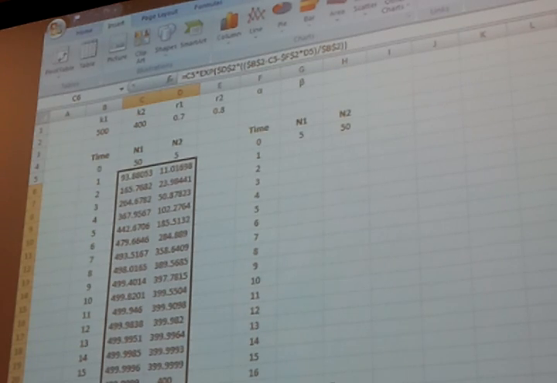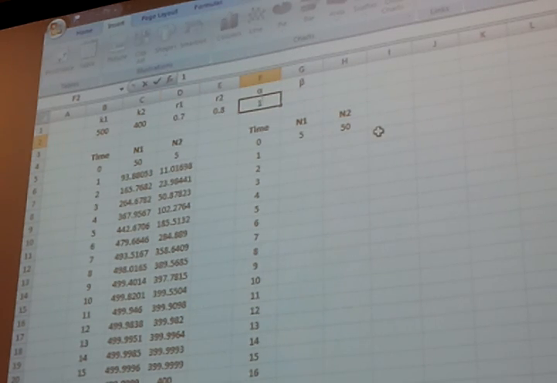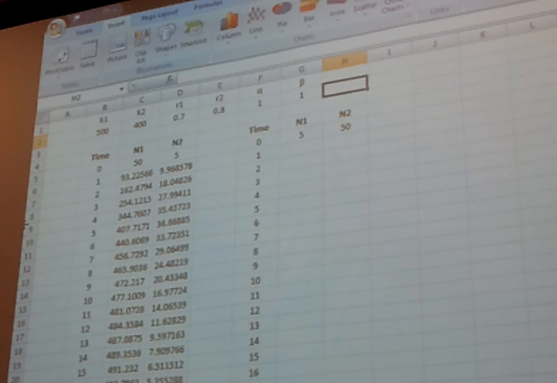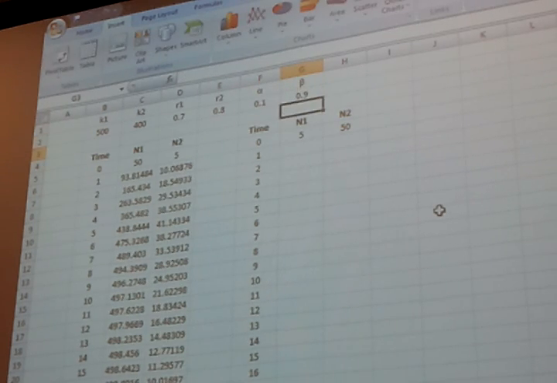Uh-oh. That doesn't look good. I might have done something wrong. Oh, that's right. I forgot to put these in. Okay, so I'm just going to use 1 and 1. Okay, so then once you have the simulation done, this is great because you can just change these coefficients and the numbers will change for you, okay?